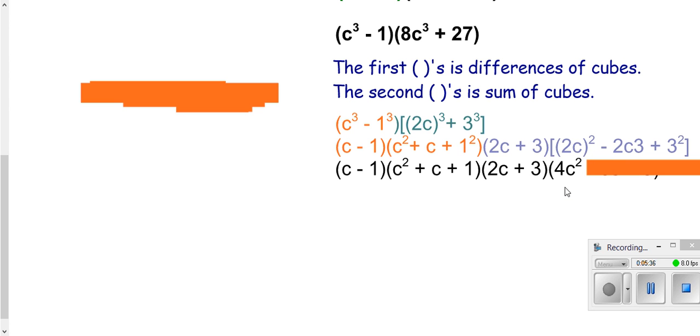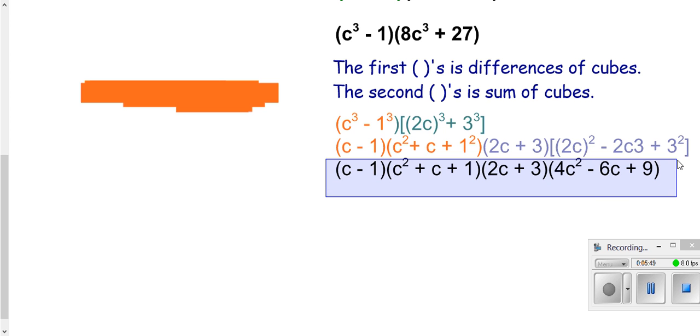So hopefully you're able to see how to do that. And this 2c times 3 is a negative 6c. And then our 3 squared is a plus 9. So it factors all the way down to this.